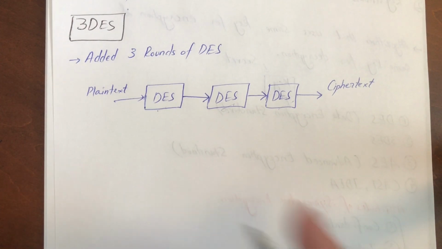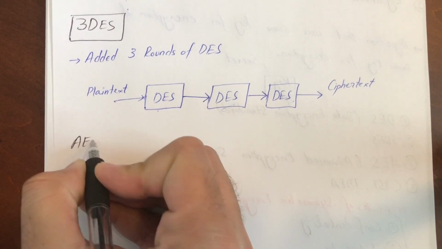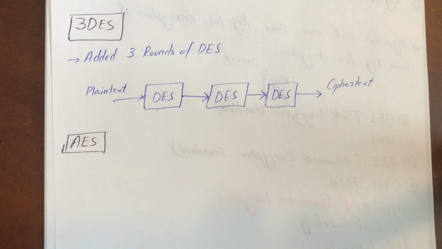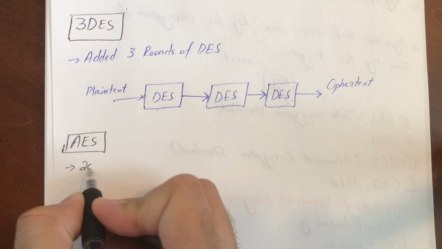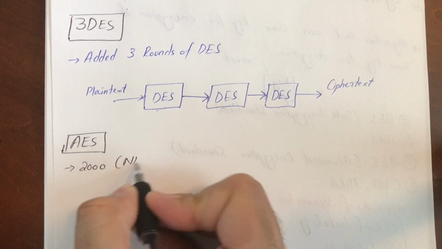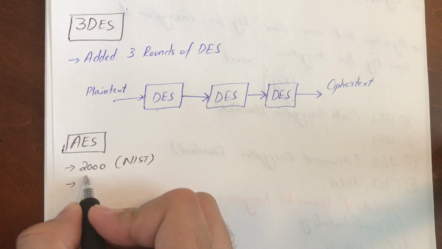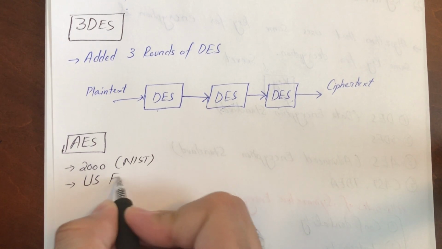Next is AES. AES was approved by NIST back in 2000. In 2000, NIST approved AES, and this is basically what the US federal government uses.